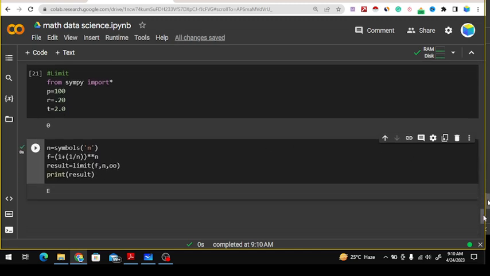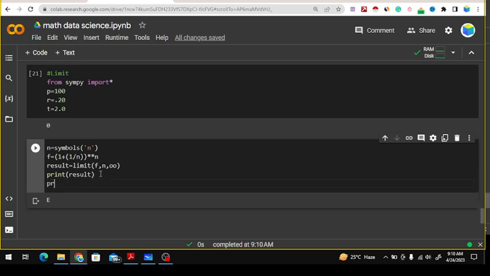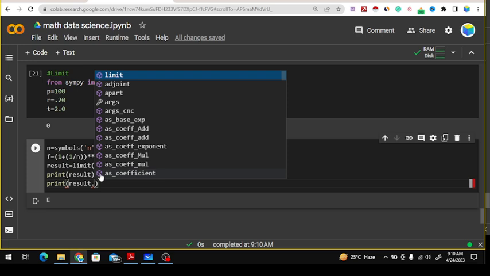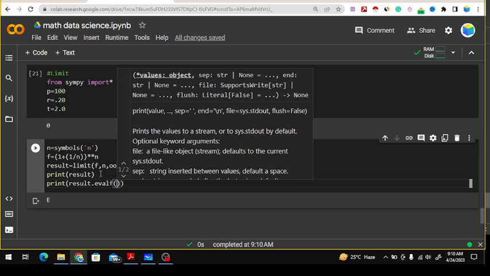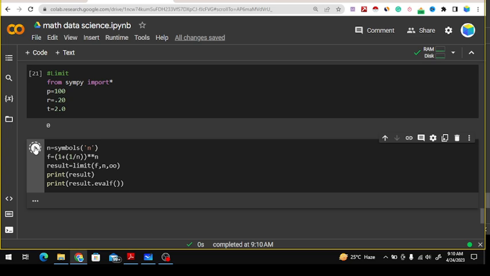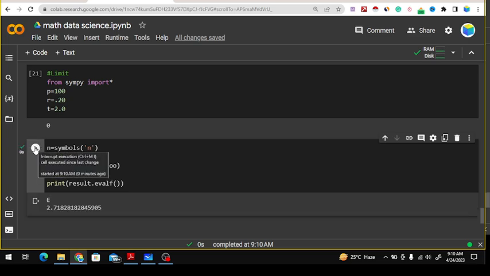So I have gotten the result E, but I want to evaluate it. So I write print, then the dot evalf method, and sure. I have gotten the output 2.71.